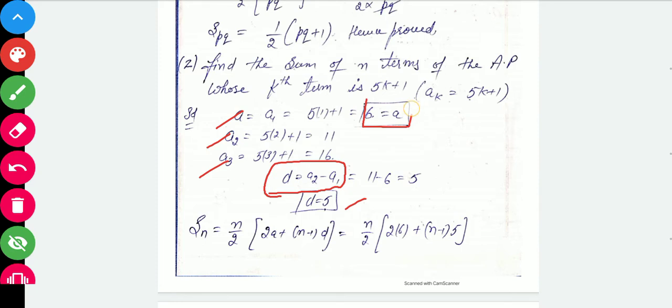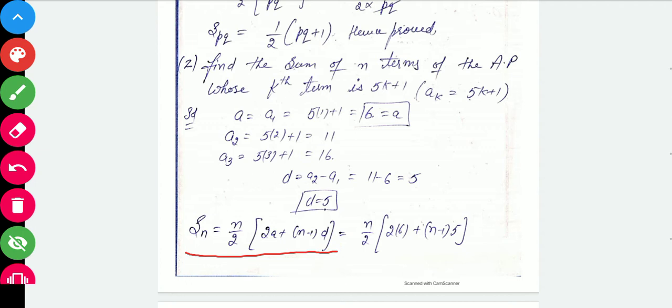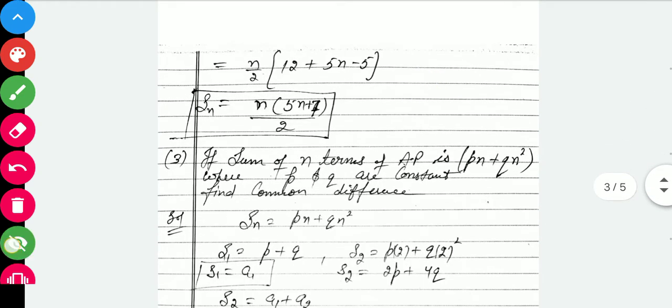So a is equal to 6 and d is equal to 5. We will get a and d. You can use the formula of Sn and find the value of Sn by this. Put the value of a here and d here. Let n be n as it is, because we are going to find the sum of n terms. n is not given to you, so the answer would be in terms of n. So we can say that this is the answer of your sum of n terms: n into (5n plus 7) over 2.